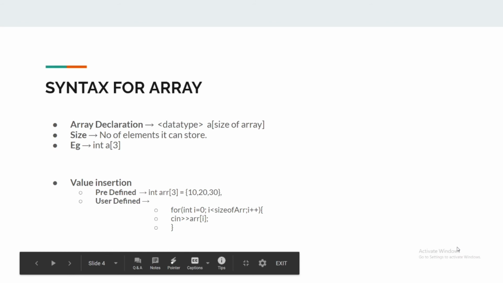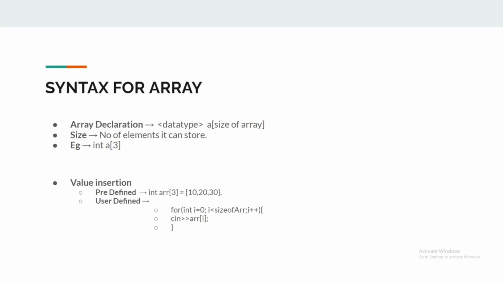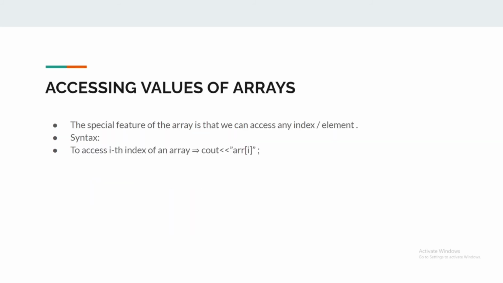So we have seen what an array declaration is, what the size of an array refers to, how we can insert predefined values. Now suppose you have to insert user defined values into an array. What you can do is start a loop from 0 till the size of the array and do cin in all the indexes. So it will first insert the value at arr 0th index, then arr first index, and so on till the size of the array minus 1th index, right? So this is all about the basics of an array.